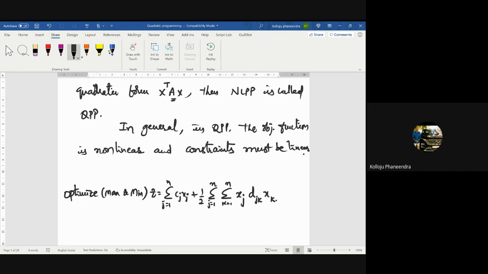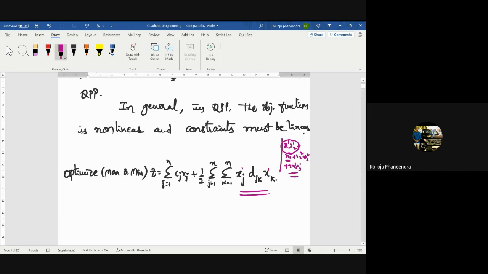1 by 2 into double summation xj djk xk, what is the structure of this one? See, I'm giving here. The structure is like some x1 x2 quadratic expressions, or x1 square plus x2 square plus x3 square plus some 2x1 x2, 2x1 x3, like this. That means definitely the terms must be square. The degree of every term must be 2. That is called quadratic form. That is why here 1, here 1, that is 2. This is the objective function.